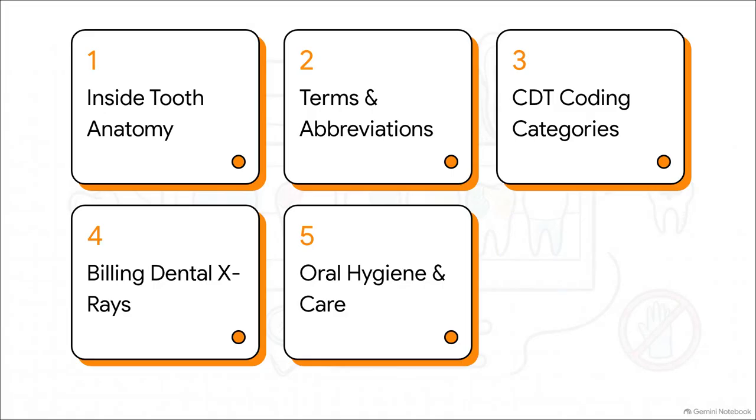Here's our roadmap for today's explainer. We'll start inside a tooth's anatomy, then look at common terms and abbreviations, move into the CDT coding categories, break down billing for dental x-rays, and finally, wrap things up with oral hygiene and preventive care.